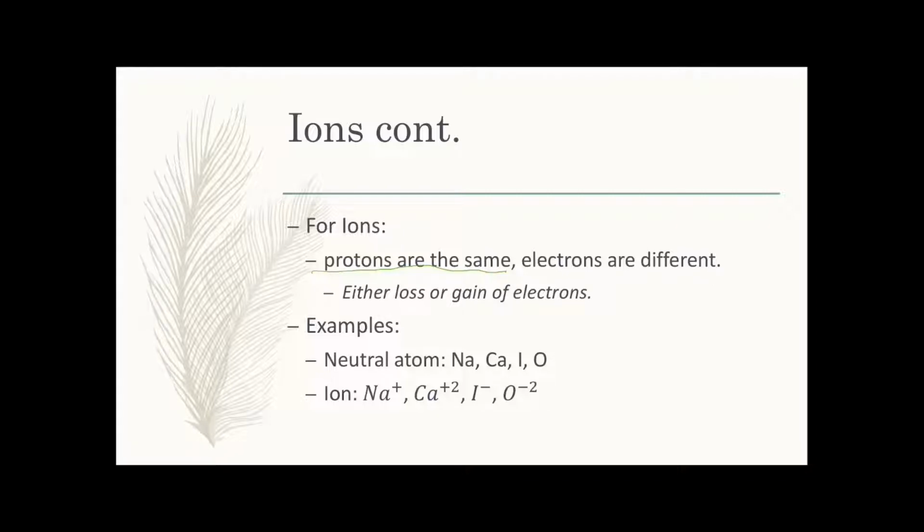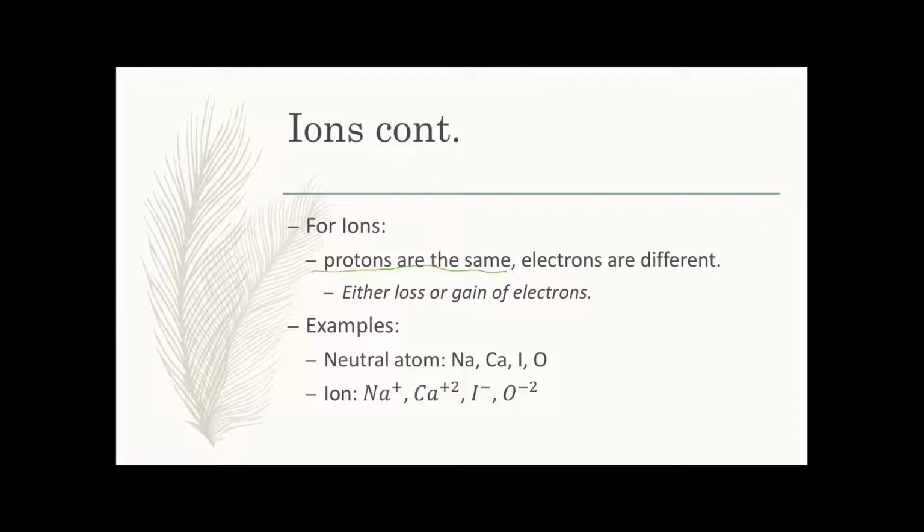So if we look at these examples, we've got a neutral atom of sodium, calcium, iodine, and oxygen. Okay? And now we have an ion, a sodium atom with a +1 charge, a calcium atom with a +2 charge, an iodine atom with a -1 charge, and an oxygen atom with a -2 charge. So these are the typical charges for each of these elements. And when we talk about the periodic table, we will explain why that is. But these are the charges you're typically going to see on these atoms.